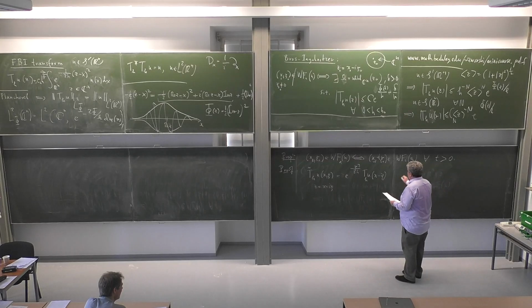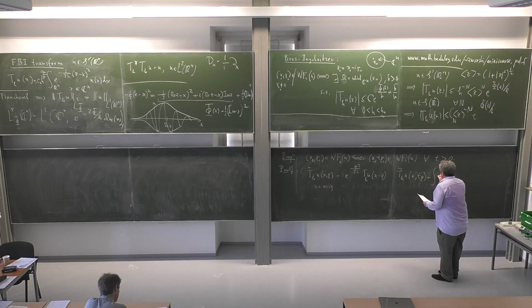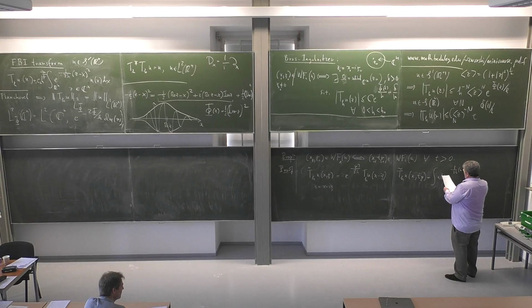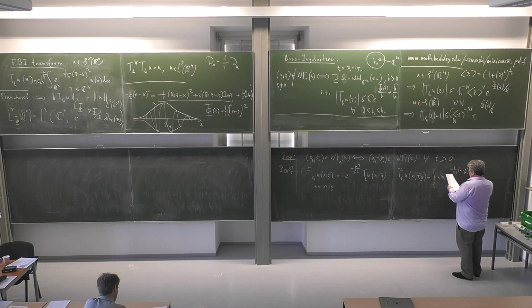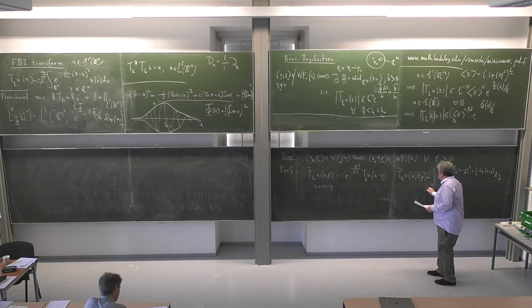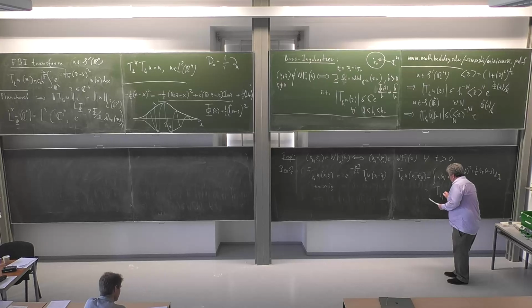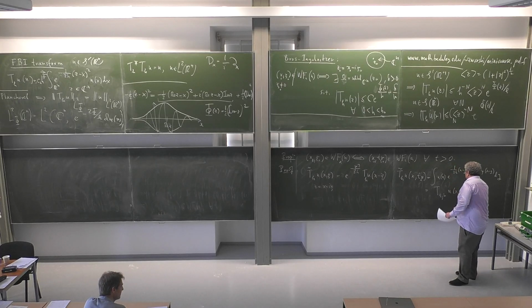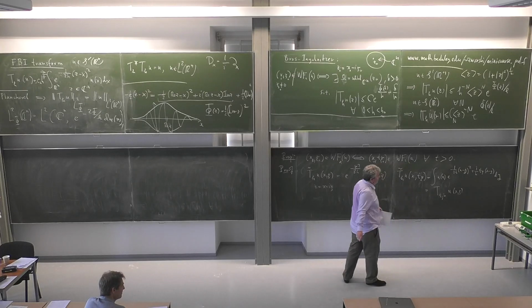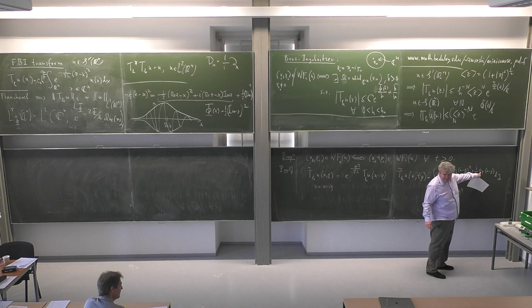And then we can see what the FBI transform of u at x, t xi is. You write it, and you see that this is the same as e to the 1 minus 2h, x minus y squared, minus plus I over h, t xi, x minus y, dy. And that I would call T_h u of x xi. So as you see, these two change via scaling in t.